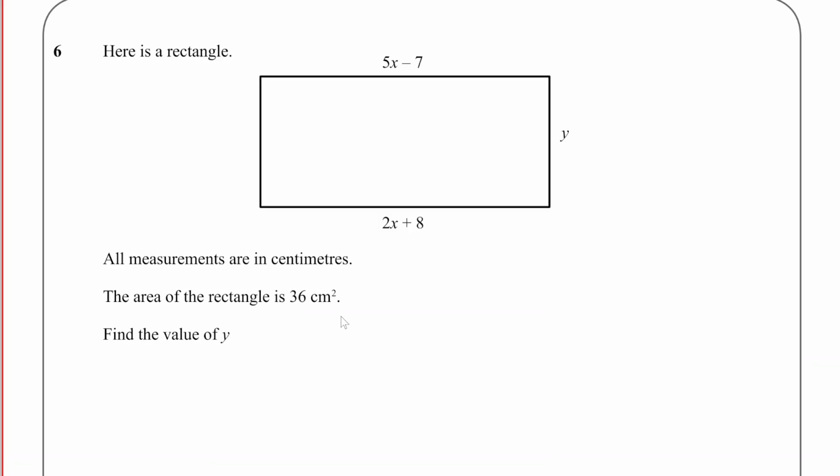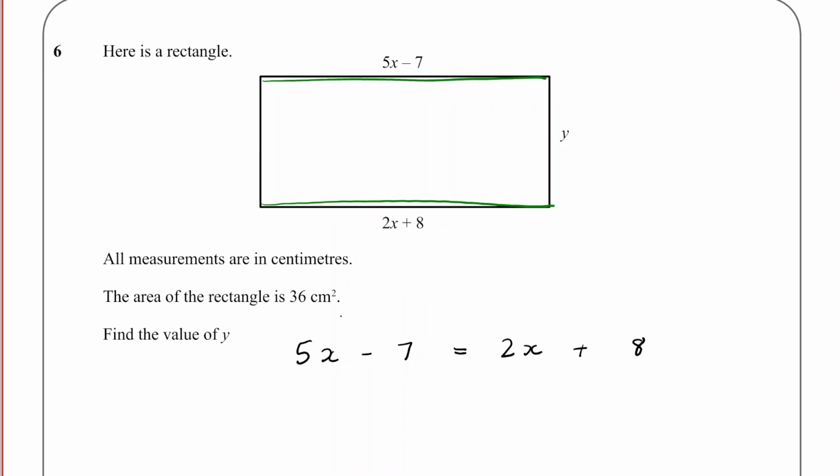Here is a rectangle. All measurements are in centimeters. The area is 36 centimeters squared. Find the value of y. When we have a rectangle, we know the two opposite sides have to be equal. So we can make an equation. 5x minus 7 must be equal to 2x plus 8. And then we can solve this equation to find the length of the rectangle.